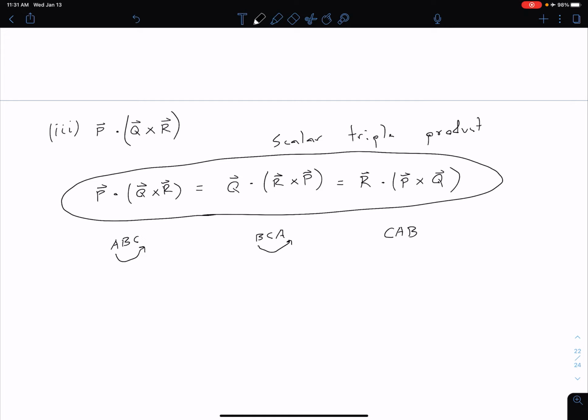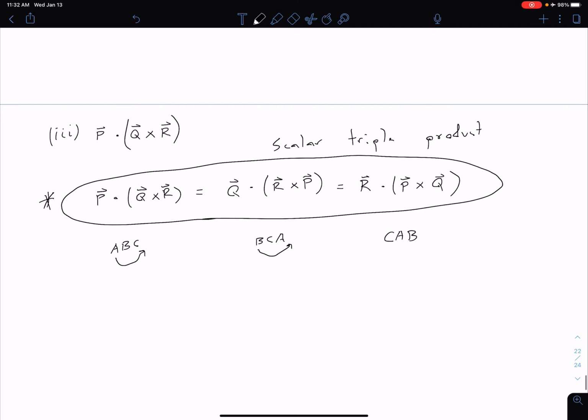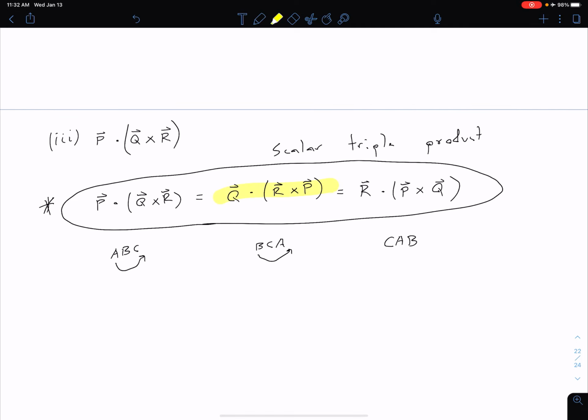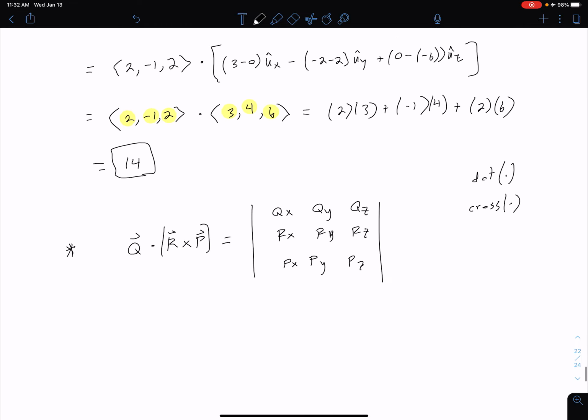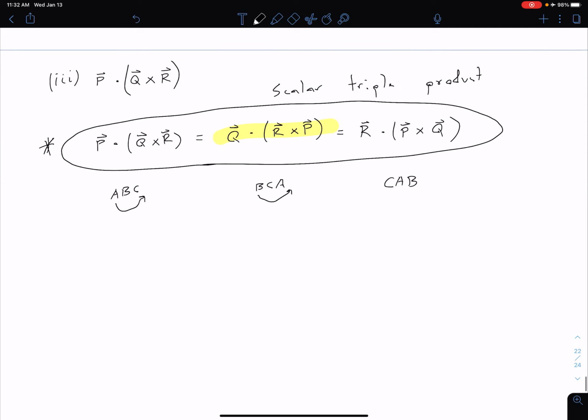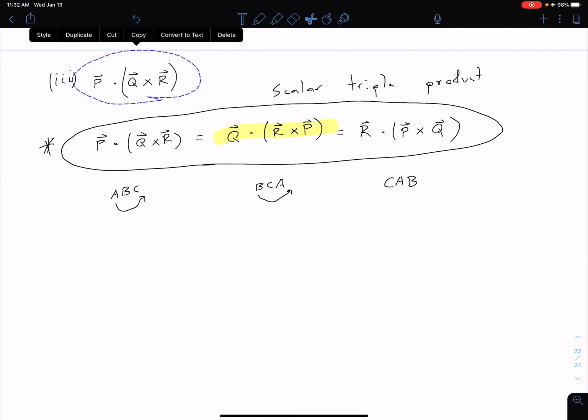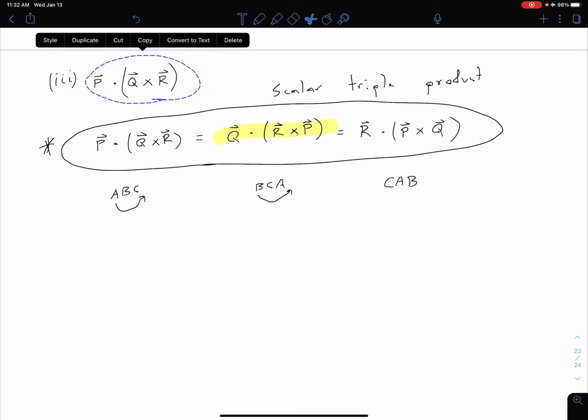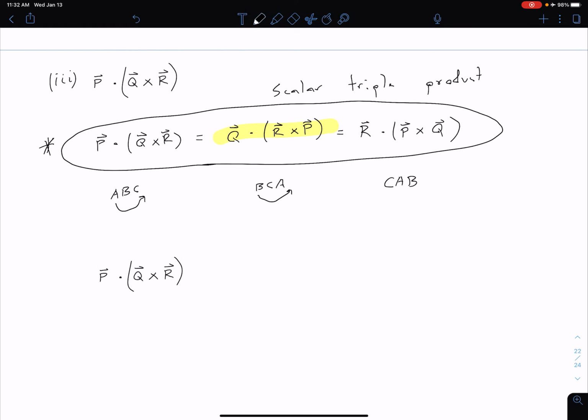So of course we could kind of assign a P to the A, Q to B, R to C, or if you're good at seeing the patterns, you don't necessarily need to do that, but at any rate, these equalities stand, and we'll notice that the second term here is actually what we just solved for in the previous part. So Q dot R cross P, we already know. So we know this right here is equal to 14 that we found in the previous problem.